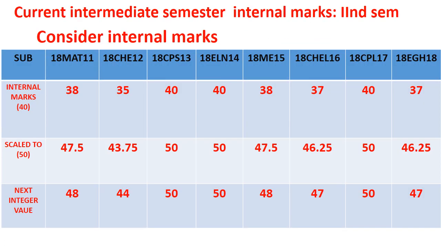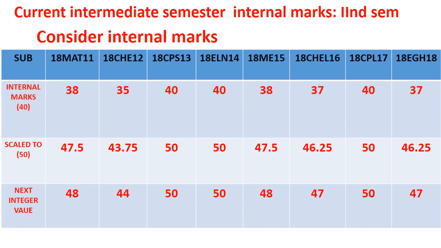Next, the current intermediate semester internal marks, second semester. We have to consider only internal marks. We have taken the same 8 subjects. These are the internal marks for the second semester. You should understand that this is the second semester; because the code becomes 21, 22, I have taken only the same subjects, but you should understand that these are the internal marks of the second semester.